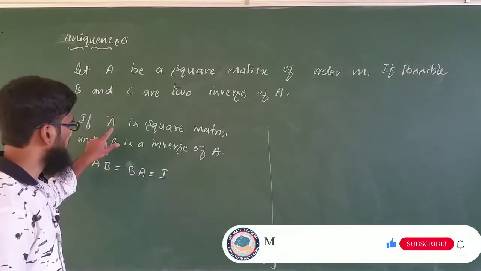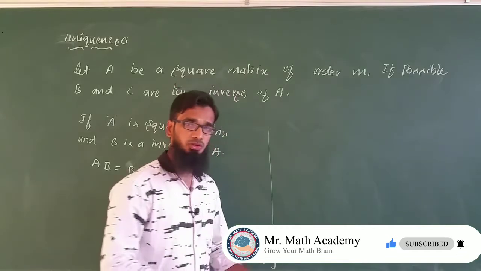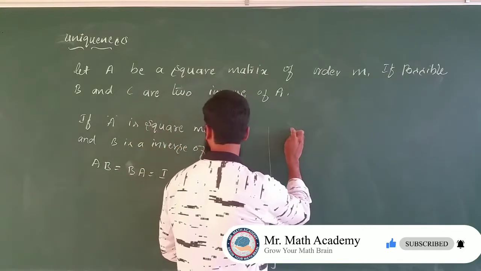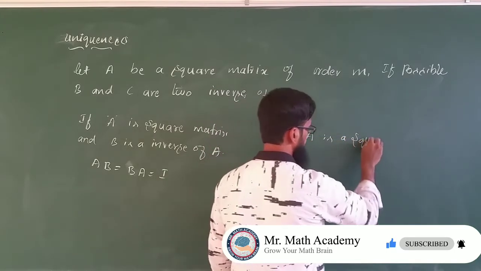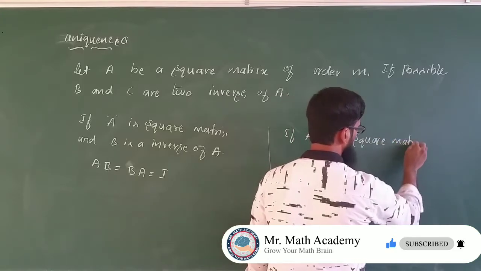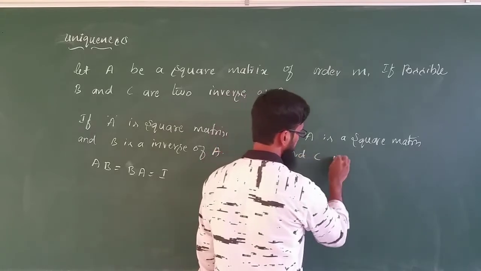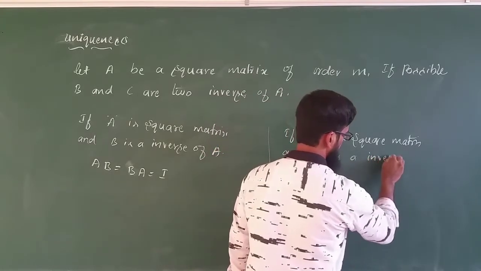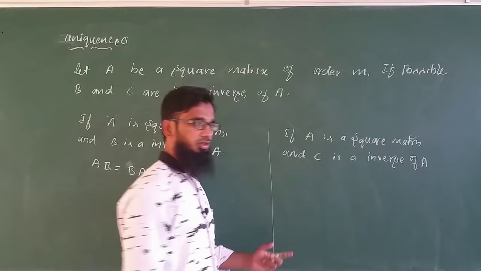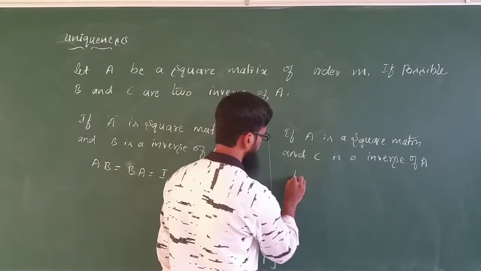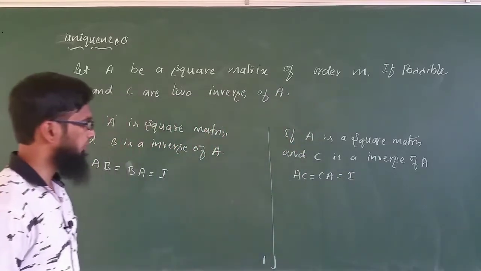Okay, this is what we are considering for A and B. On the other hand, I have one more matrix C, which is also an inverse of A. Same here: A is a square matrix and C is an inverse of A. With the help of the invertible definition I can write AC is equal to CA is equal to I, right?